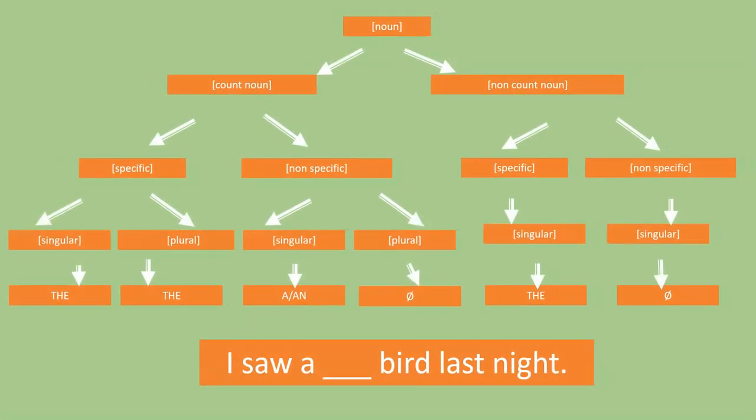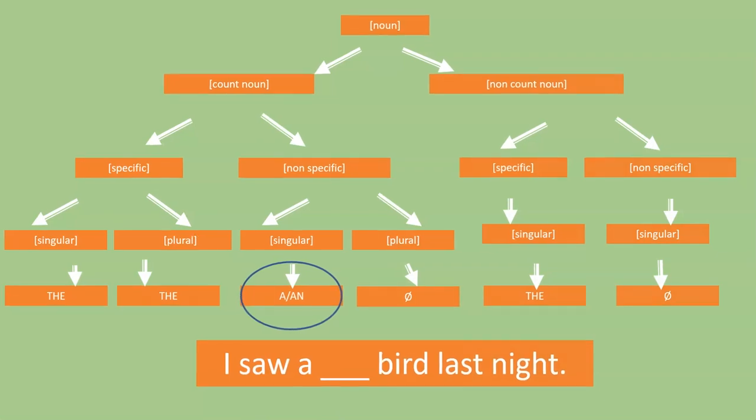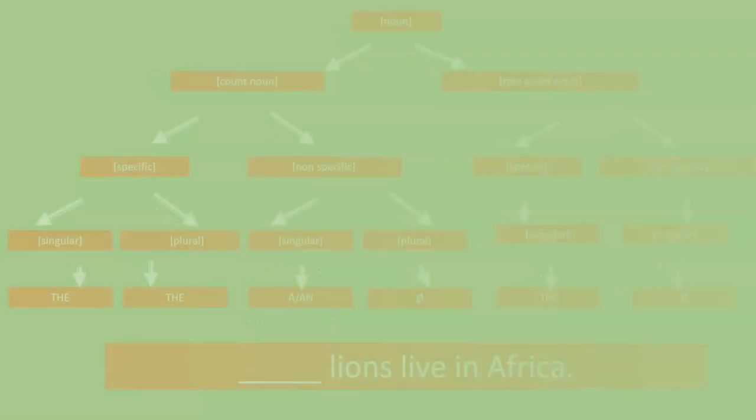Second, imagine that here we have the word bird, right? So bird, again, a countable noun. Then it's also non-specific because it's the very first time that I'm mentioning it in a conversation. It is singular, so we are going to use a or an. In this situation, of course, we are going to say I saw a bird last night because bird starts with a consonant sound.